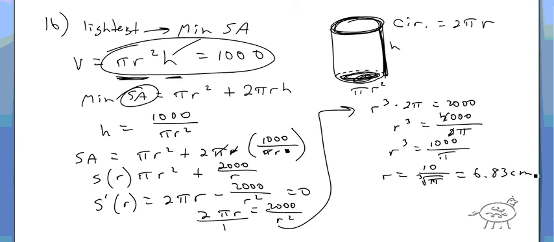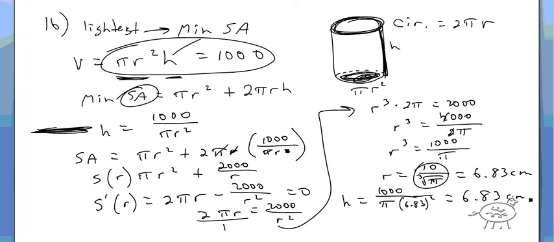That's not a very realistic way to present that, 10 over the cube root of pi. And that's what they're looking for here, I believe, with 16. They're saying, what are the dimensions? So the radius is 6.83. We have our height, which is back over here. So h equals 1,000 over pi times this number squared, so about 6.83 squared, and that comes out to approximately the same thing, 6.83 centimeters. So those are my dimensions. That's my height and that's my radius.